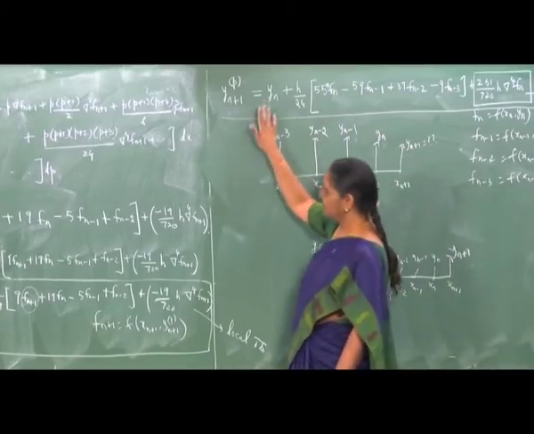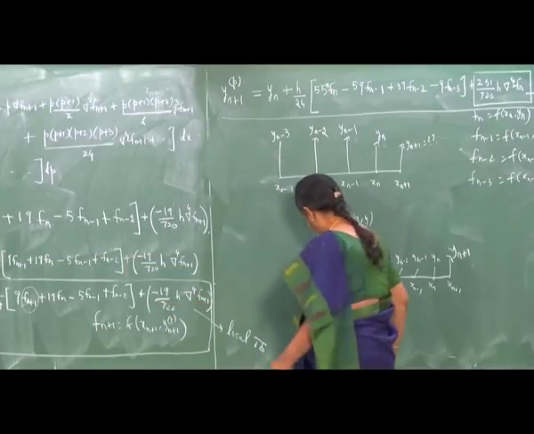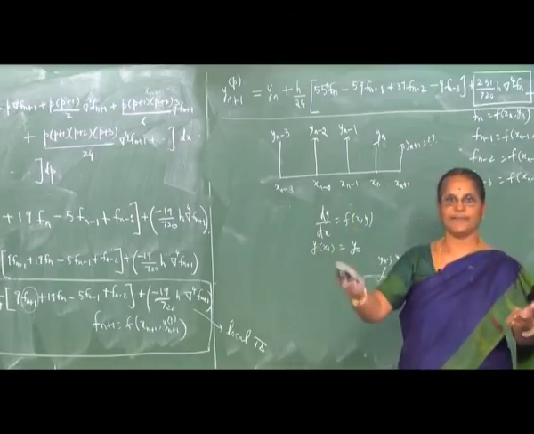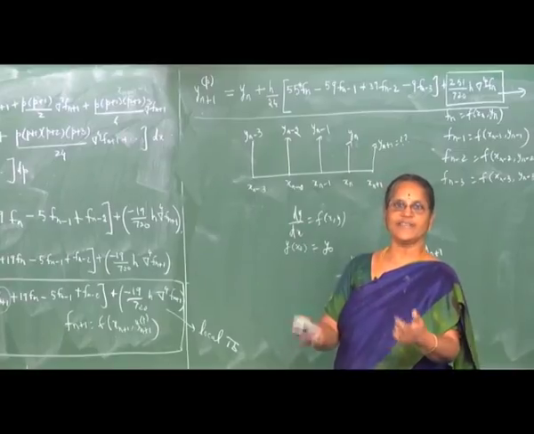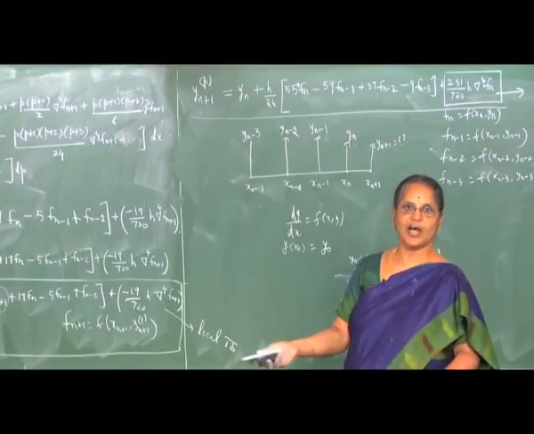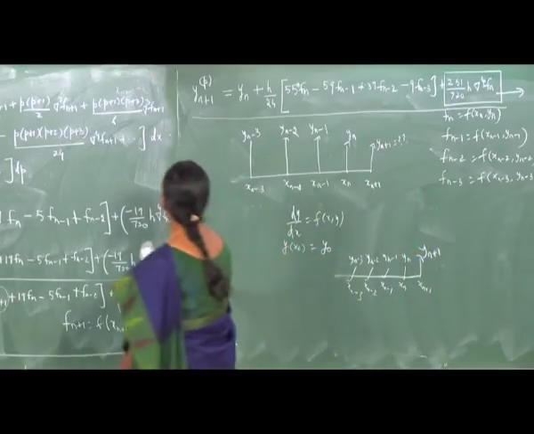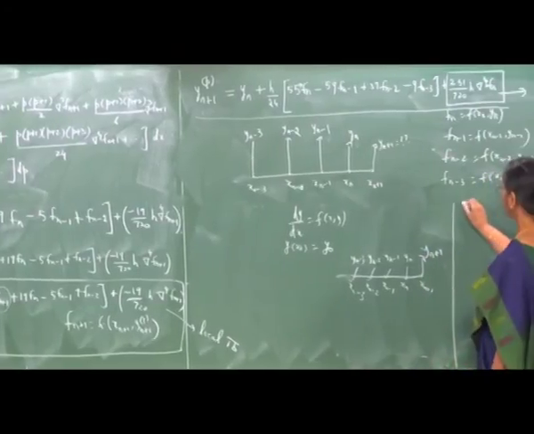Once the predictor is obtained, we use it here and correct it. At this stage, we check whether the difference in absolute value between the corrected value and the predicted value is less than epsilon, which is the desired degree of accuracy. So, let us write down the details. So, what do we do at this stage?